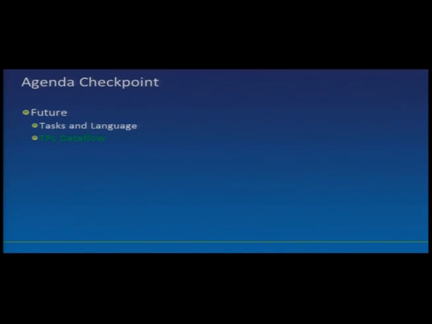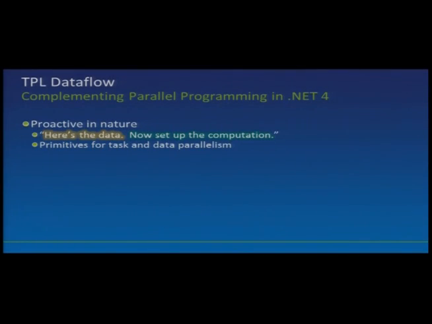A second new thing that is coming up in the future in .NET is the Task Parallel Library Dataflow. In the programming models that I have described so far, in the parallel loops and parallel regions and parallel LINQ queries, the way you can think of them working is you have some data and you invoke a parallel operation over them.